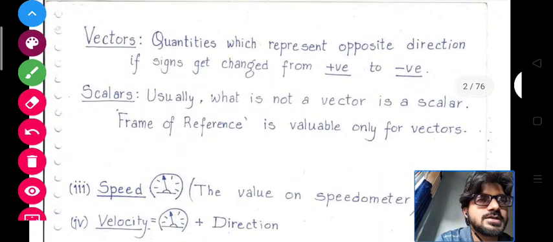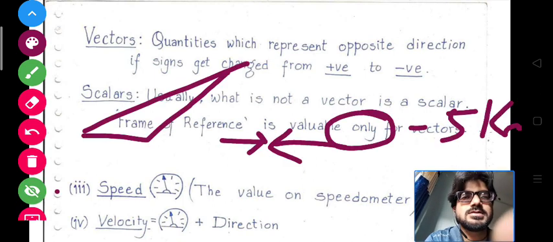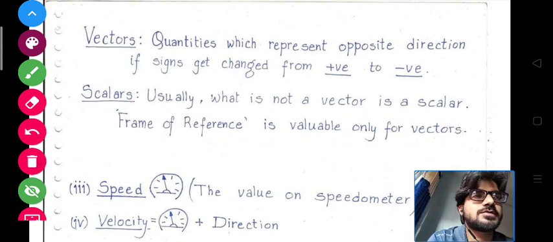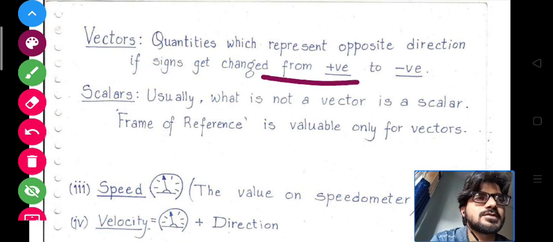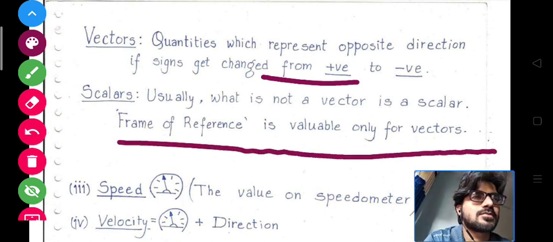Vector quantities represent opposite directions with signs, changing from positive to negative, while a scalar quantity is not a vector. The frame of reference is valuable for any vector. Whatever does not change with direction or sign is a scalar quantity, that is, a direct value.